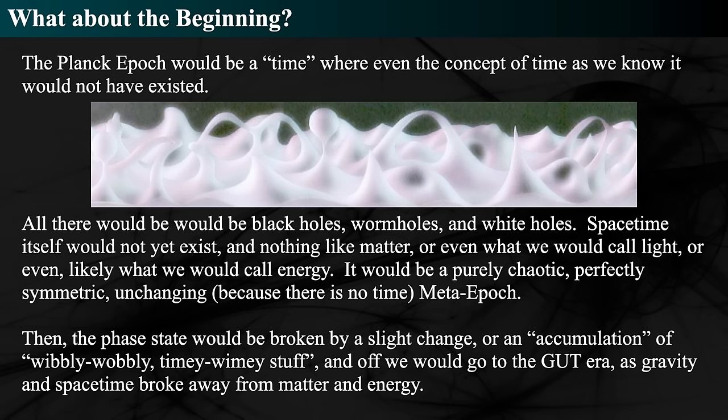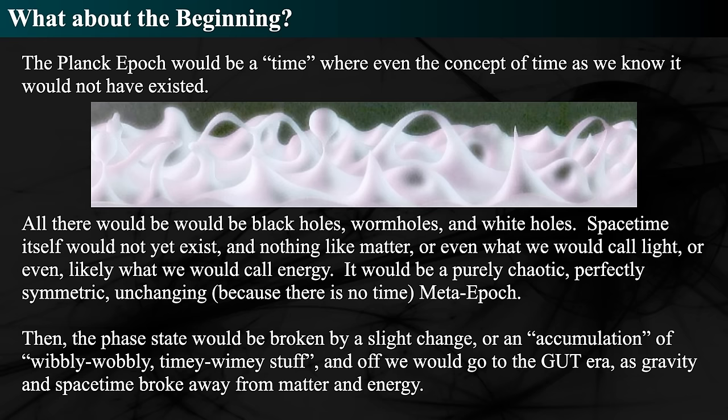All there would be during the Planck epoch would be essentially black holes, wormholes, white holes. Space-time itself as a concept doesn't even exist. It's quantum space-time, so we don't even have a concept called space-time yet. Quantum gravity means there is no such thing yet as space-time, which is really weird. So how can you talk about time when you don't even have a thing called time yet? It would be this perfectly chaotic, purely symmetric, unchanging, because there's no time, pseudo-meta-uber-epoch, where everything is just these wormholes and black holes, incredibly small, incredibly high density, and eventually some perturbation breaks off to form the rest of the cosmos.